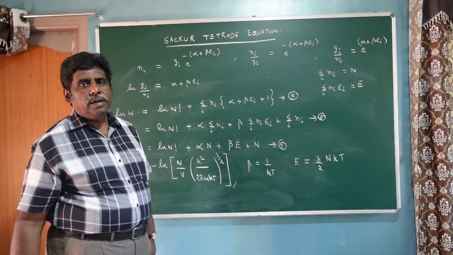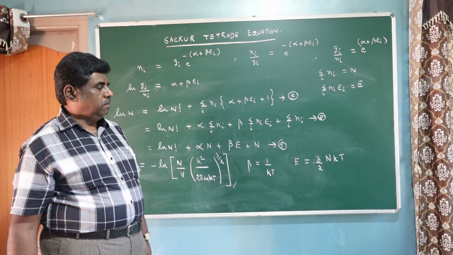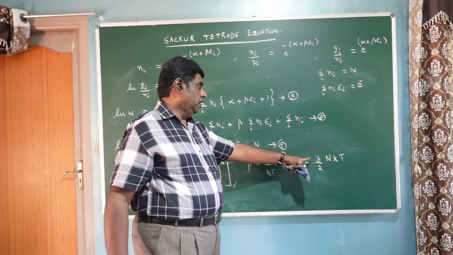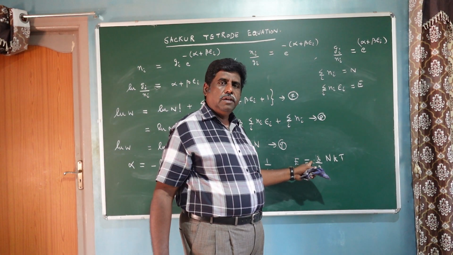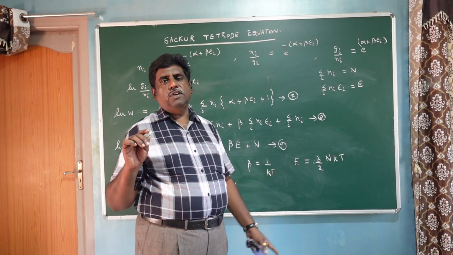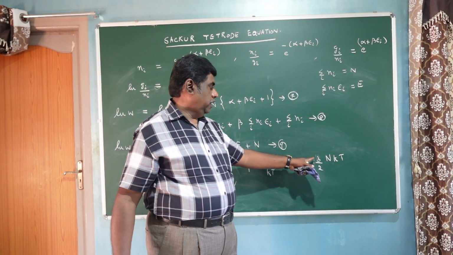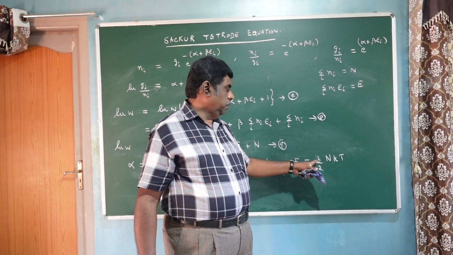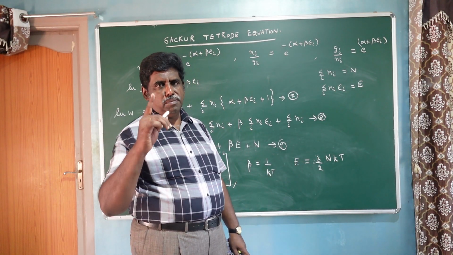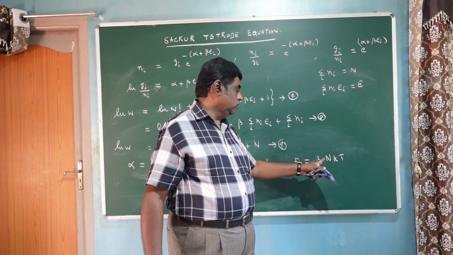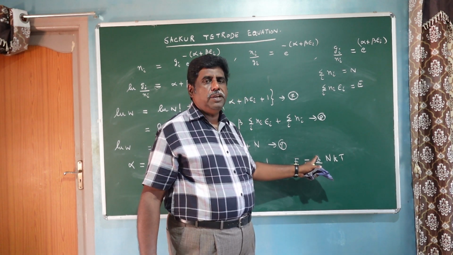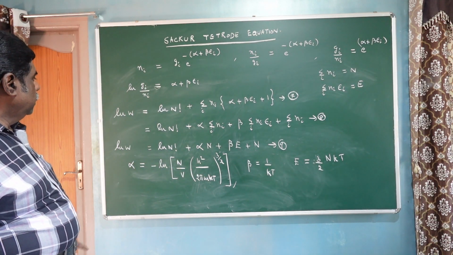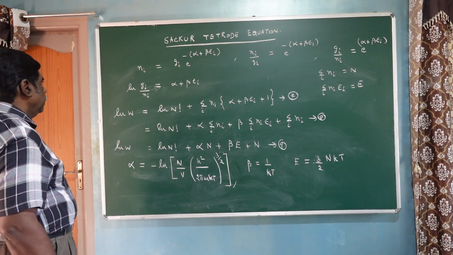We know that the energy associated with each degree of freedom is half kT for a single molecule. Here the degrees of freedom is 3: x, y, z are the 3 coordinates. So 3 by 2 kT is the energy associated with a single molecule. But the system contains N number of molecules. Therefore the total energy E equal to 3 by 2 N kT. Now we have to substitute all these values in equation 9.